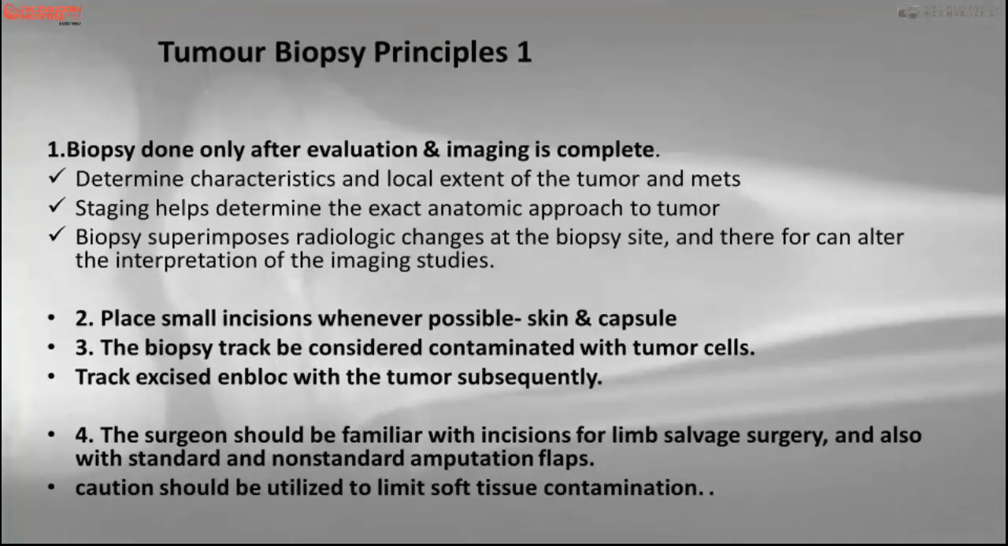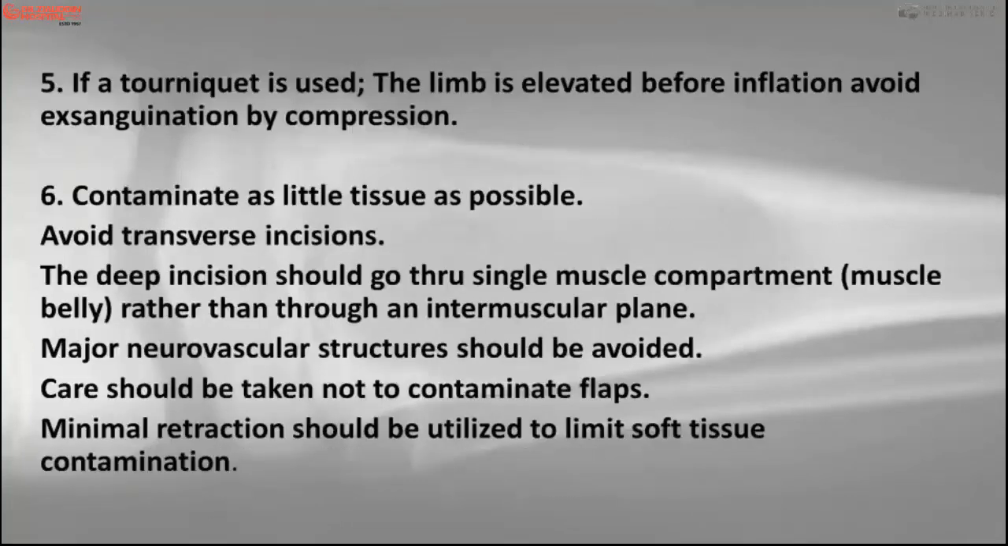So he should be familiar with limb salvage surgery and with standard and non-standard amputation flaps. And caution should be utilized to limit soft tissue contamination. If a tourniquet is used, the limb should be elevated and should not be squeezed or exsanguinated, so that the tumor cells are not propelled up. As I told you, we shouldn't contaminate the tissues, and we should avoid transverse incisions, and the deep incisions should go through the muscle rather than through the intermuscular planes.